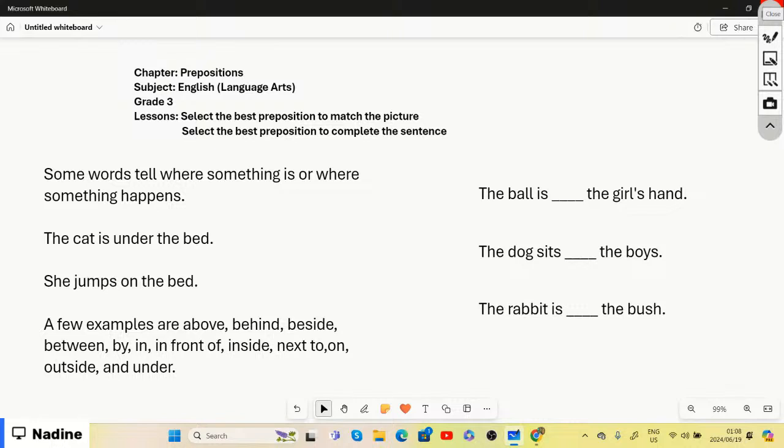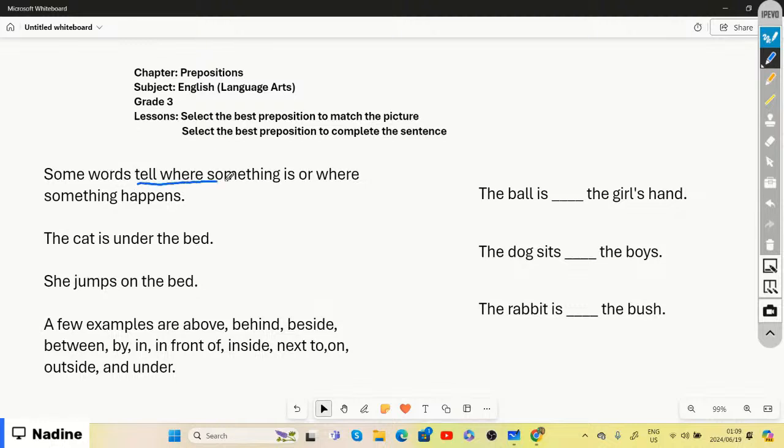All right. And if we look at an example, we're going to look at two examples and then we're going to go over to our activity. It says once again that some words, they tell us either where something is or where something happens, right? And we can say it's by the shop, next to the shop, in the shop, outside of the shop. Those are prepositions.